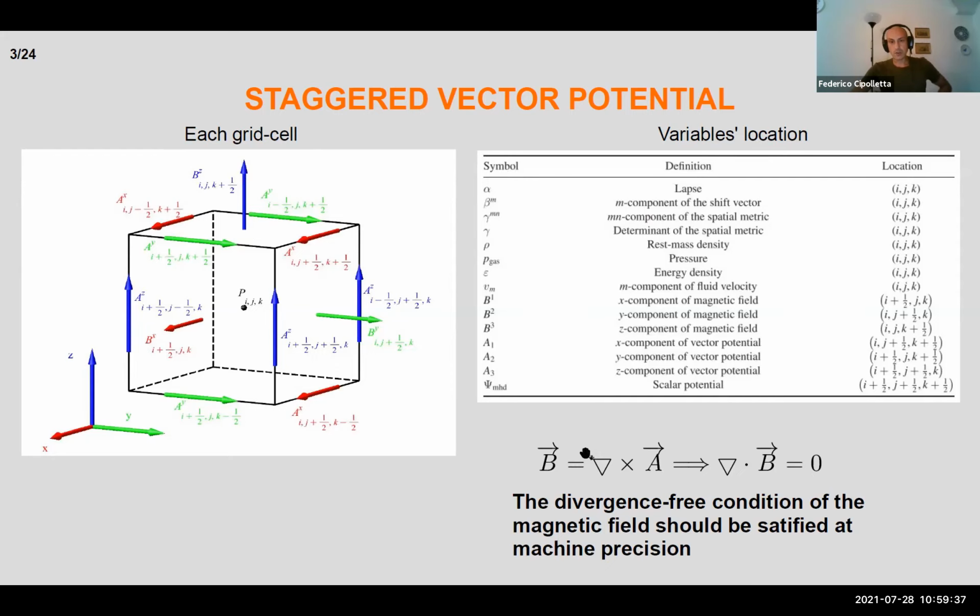And you want to adopt such a formulation for the vector potential because thanks to this relation, you can obtain the divergence-free condition on the magnetic field to be automatically satisfied.